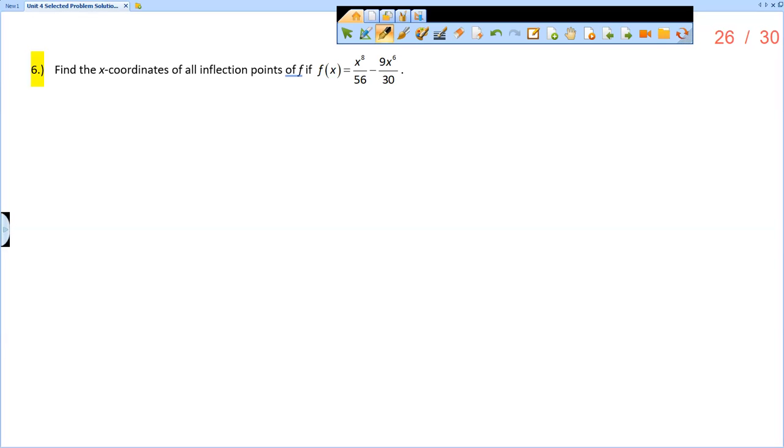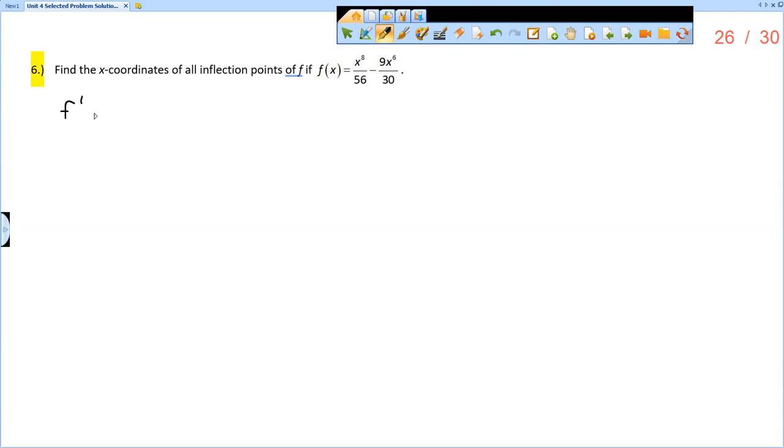This is the solution video for Unit 4 review problem number 6. Find the x-coordinates of all inflection points of f if f of x equals x to the 8th over 56 minus 9x to the 6th over 30. Remember, an inflection point is a location where f of x is continuous and f changes concavity, or f double prime changes sign. So we need to find f double prime.